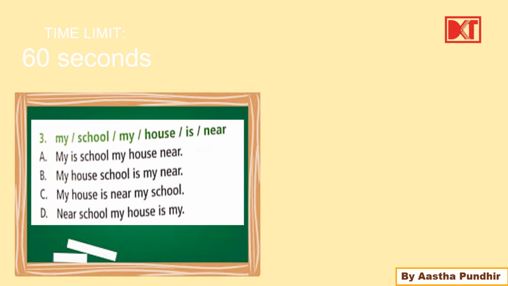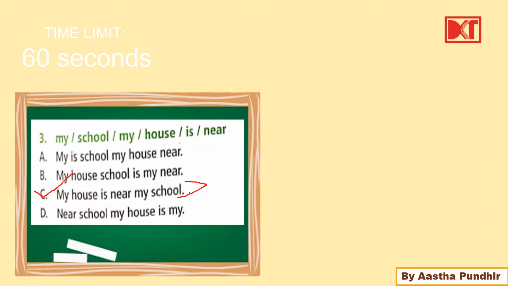Now the next question says, my school, my house is near. Now let's see the options. A, my is school, my house near. B, my house, school is my near. C, my house is near my school. And D, near school, my house is my. Now, if you read a little bit of English, you would know this is a pretty easy question and the correct answer is C.